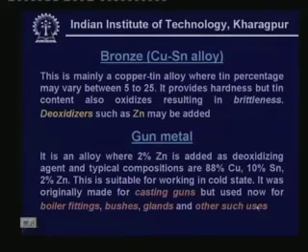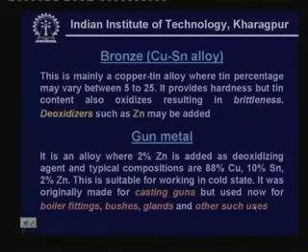Next one is the bronze, which is again a copper and tin alloy, where the tin percentage may vary between 5 to 25%. It provides hardness, but tin content also oxidizes, resulting in brittleness. Deoxidizers such as zinc may be added. Anyway, we understand bronze to be an alloy of copper and tin, where the tin percentage stands to be around 5 to 25%.